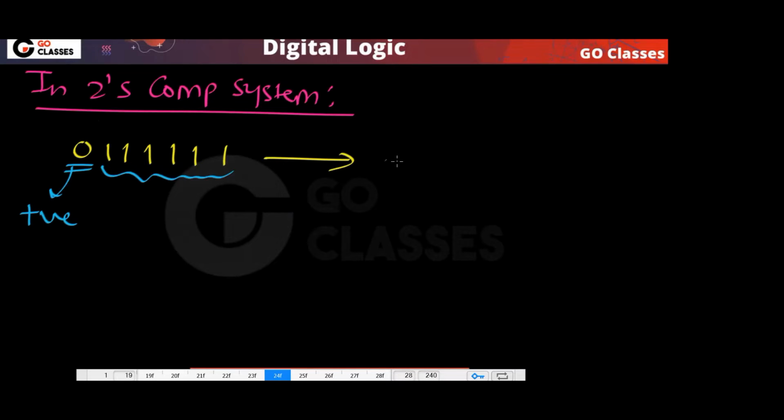This is 6 ones. So what will that be? 6 ones means that is 63. Basically this will be 2 power 6 minus 1, and that will be 63.